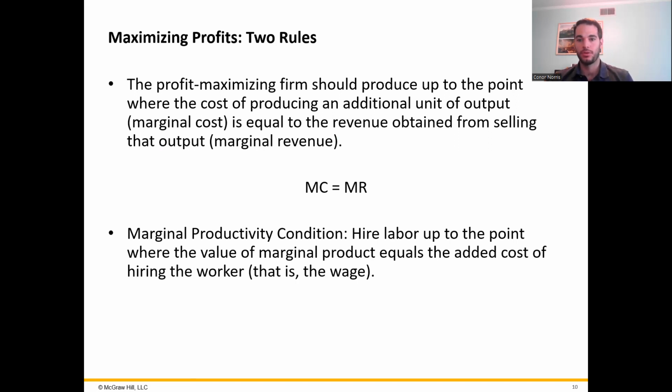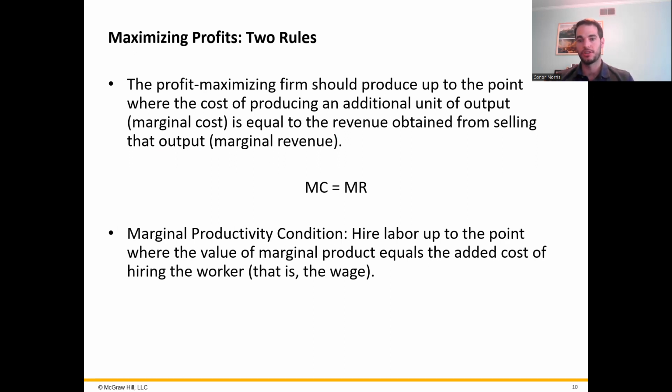worker. When the value of what an additional worker produces, their VMPL, is greater than the wages that they're paid, the firm can increase profits by hiring more workers. However, if the cost of hiring an additional worker, so the wages paid to those workers, is greater than the value they add to the firm, the firm will hire fewer workers. Now, profit maximization occurs where the value of the marginal product of labor equals the wage rate.